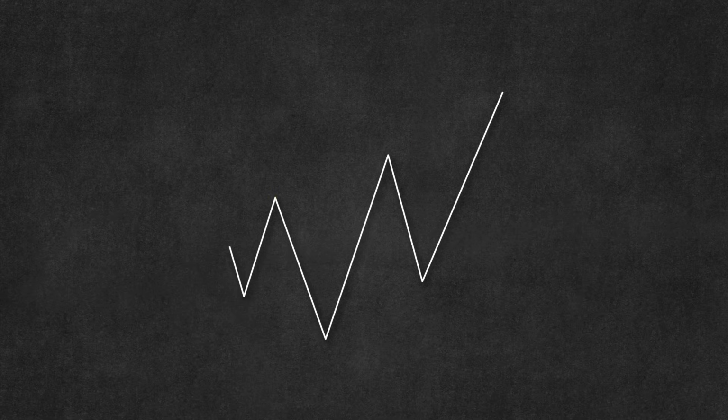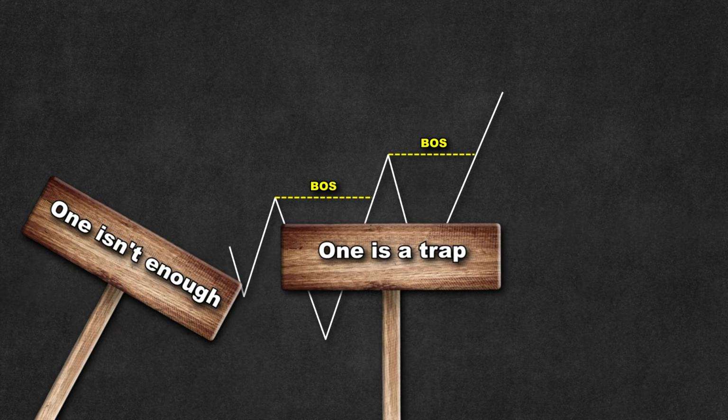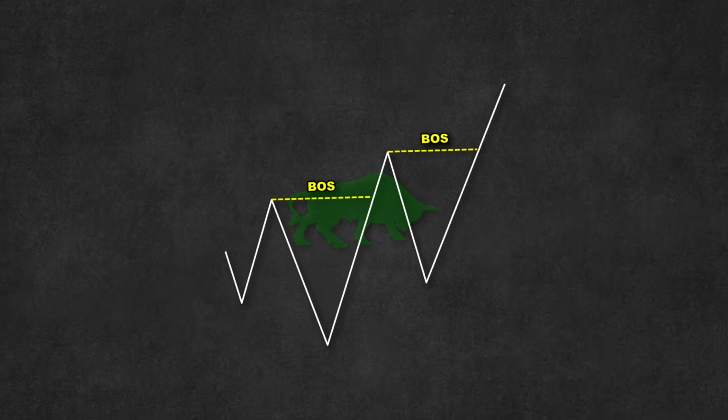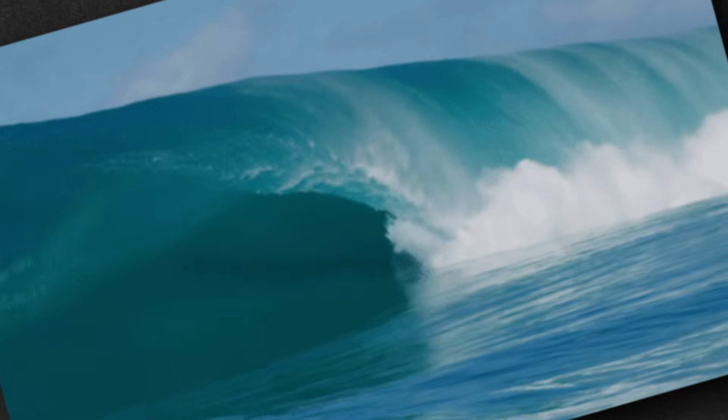Point 2. Gold follows market structure brutally. To confirm a trend, you need at least 2 consecutive breaks of structure in the same direction. One isn't enough. One is a trap. And once the trend is confirmed, don't fight it. Shorting gold inside a strong uptrend is like swimming against a tsunami. Stay with the flow.